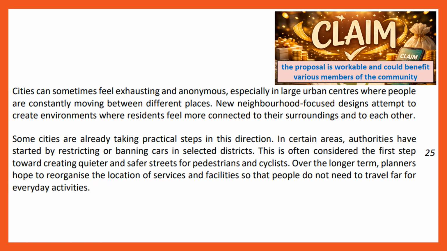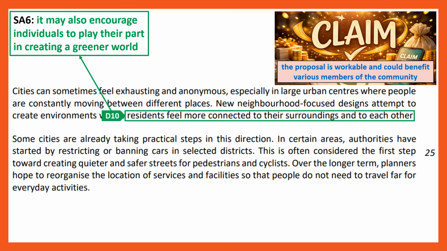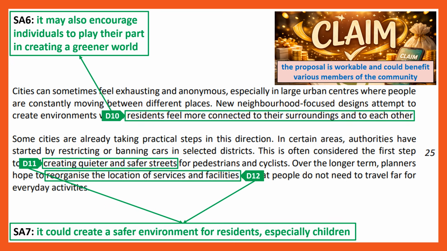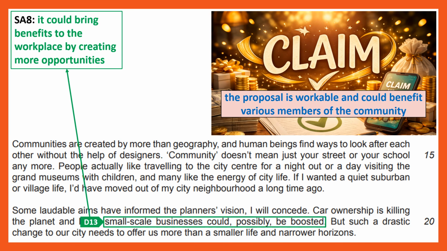Continue to reread the text and annotate the relevant details. Detail 10 from line 23 can be developed as the sixth supporting argument. Details 11 and 12 from lines 26 and 27 can be developed as the seventh supporting argument. Continue to reread the text and annotate the relevant details. Detail 13 from text B, line 20 can be developed as the eighth supporting argument.